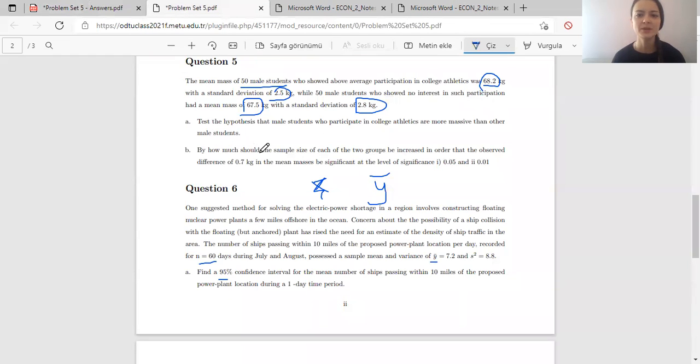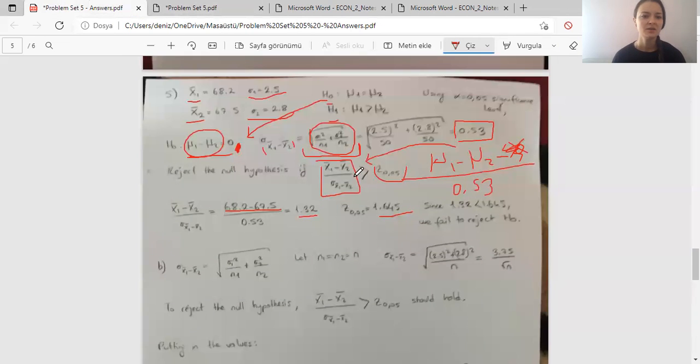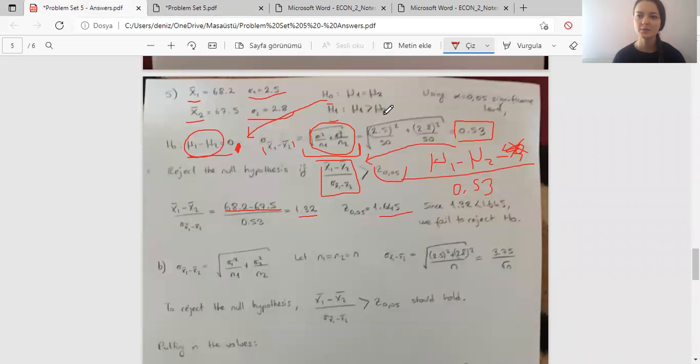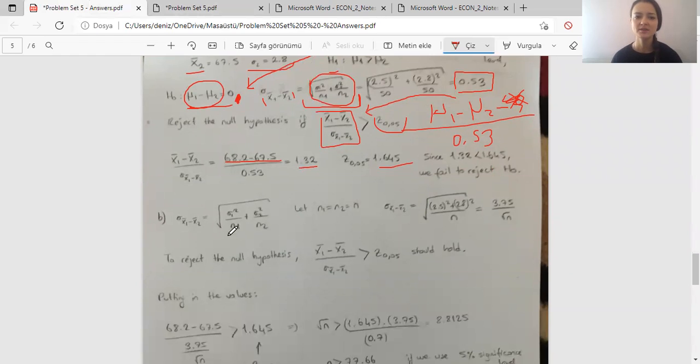And in part B, it asks us what should the sample sizes be for us to reject the null hypothesis. Okay. Now, since the two samples have the same size, 50 and 50 in the first question, let's assume that the sample sizes we will have in part B will be the same again.